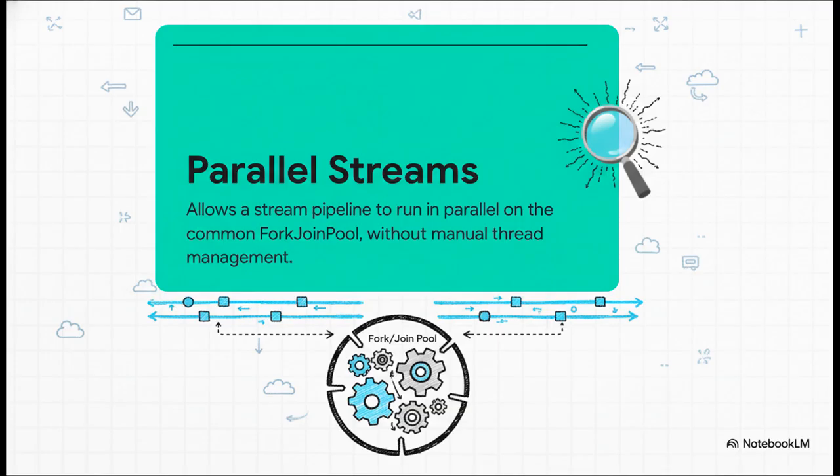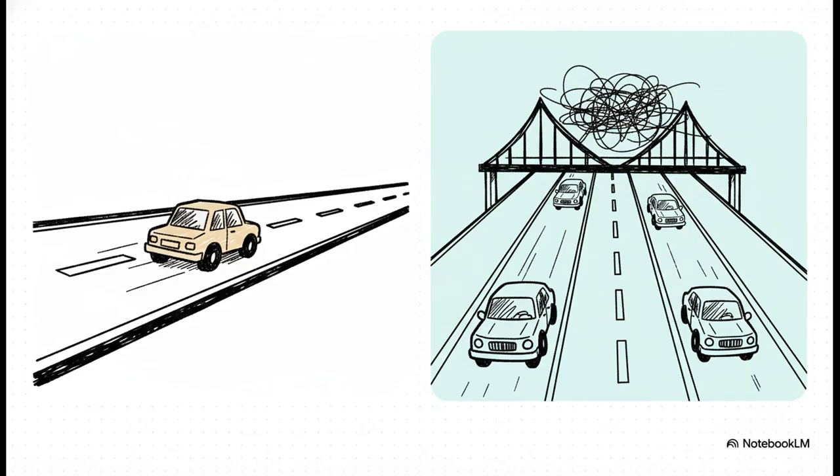You just call .parallelStream, and Java handles all that complexity for you. So the choice between a regular stream and a parallel stream really comes down to a trade-off. A sequential stream is simple, it's predictable, and there's almost no overhead. A parallel stream, on the other hand, can give you a massive performance boost, but it comes at the cost of higher coordination overhead. You're basically trading some control for a whole lot of convenience.